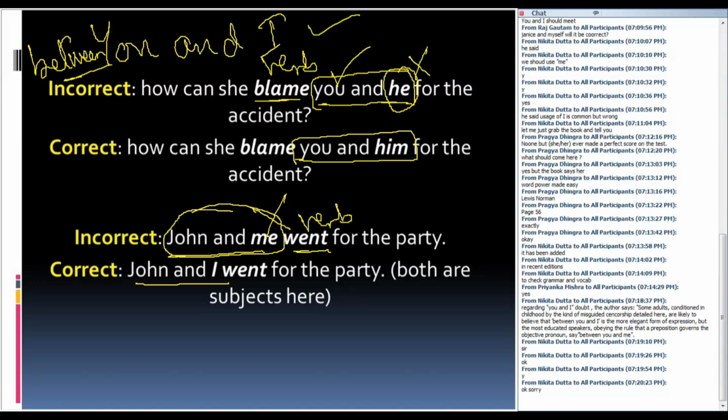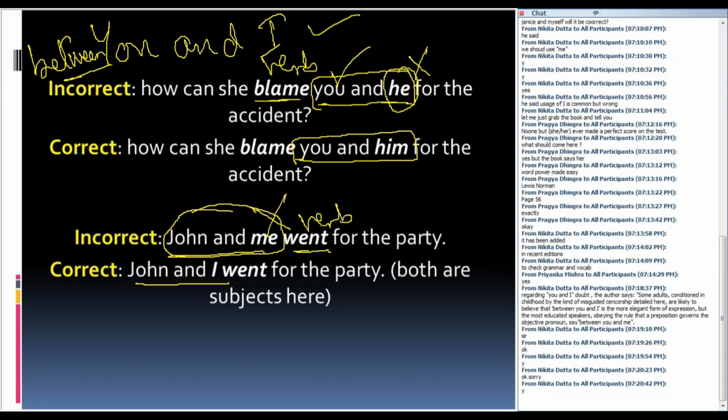Okay, so I think that doubt is clear now. If there is no preposition, then you and I is correct. You and I will go to the party, correct. But when you say we should share this chocolate, this chocolate should be shared between you and me. Why you and me? Because I have used a preposition.